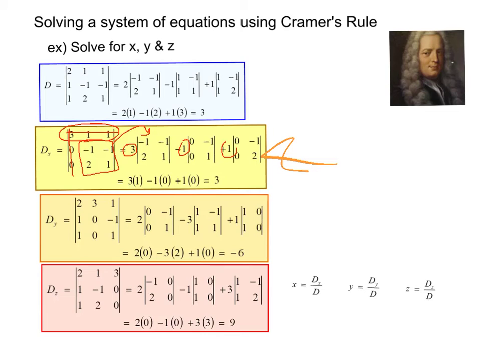I then repeat the process. I cross out the row and the column with the 1 in it, and I'm left with these 4 elements: 0, 0, negative 1, 1. There's your 0, 0, negative 1, 1. And then again, you cross out the row and column for the last term, and you're left with these 4, which are over here.